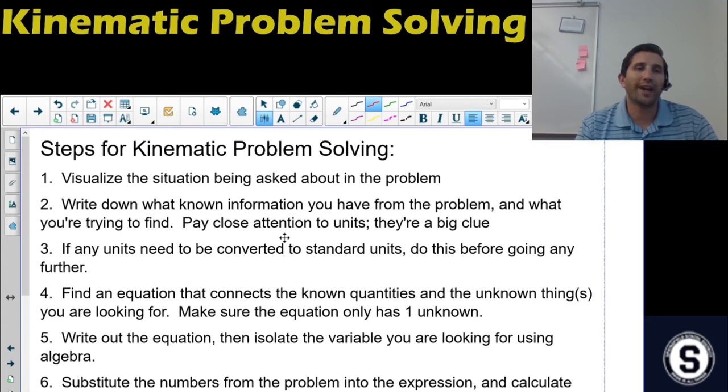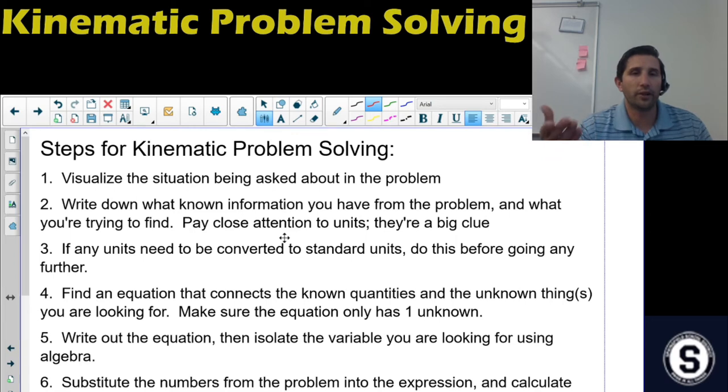Speaking of units, if any units need to be converted to the standard units, do this before going any further. So for example, if they tell us, oh, the car started out at 55 miles per hour. All right, well, 55 miles per hour is a velocity, but it's not in the standard unit. We're going to convert that to meters per second before we go any further.